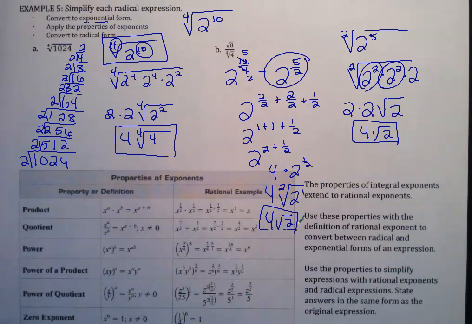So we can do it all out like this example here, or once we simplify it, we can go ahead and put it back in radical form to simplify it. I know, it's really kind of ugly.